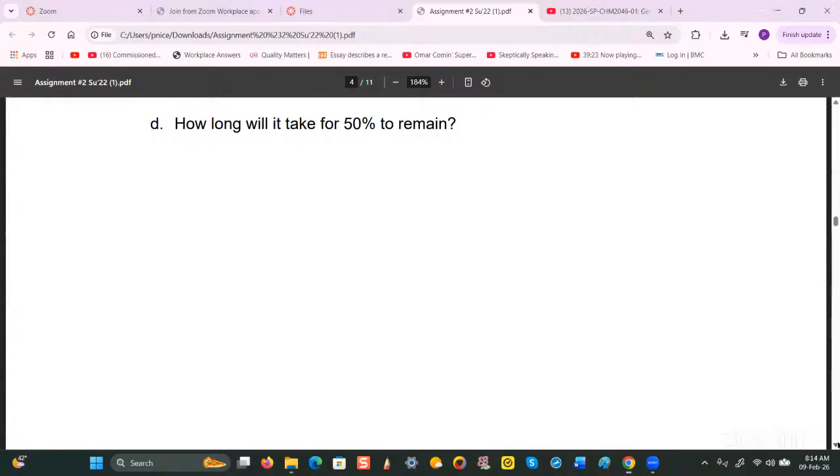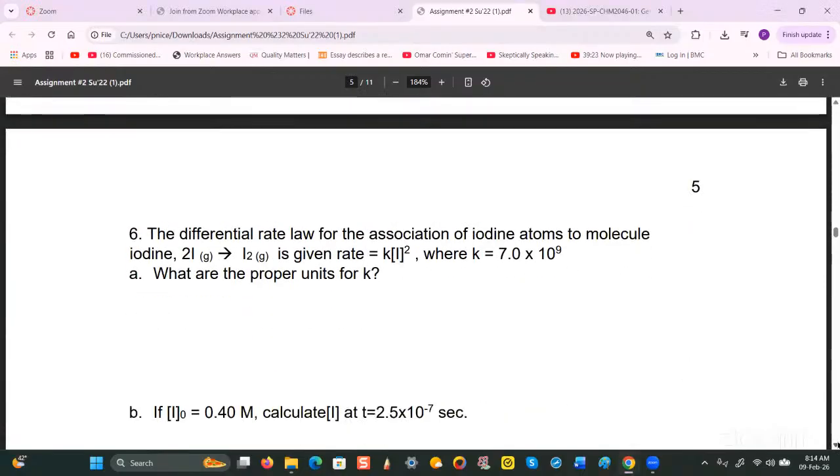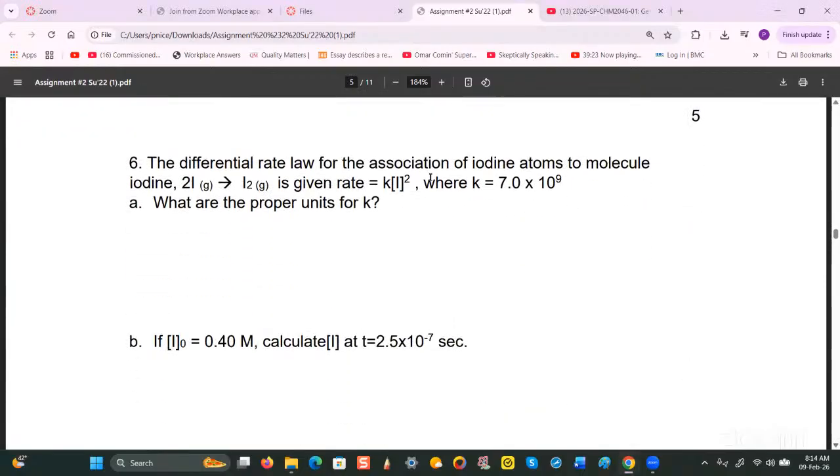And scroll down. Okay, so the next question, it's talking about another reaction. This is the reaction right here. And the rate law is given right here. So basically, we can see that this is a second order reaction, all right? And the question is asking, firstly, what are the proper units for K, all right?